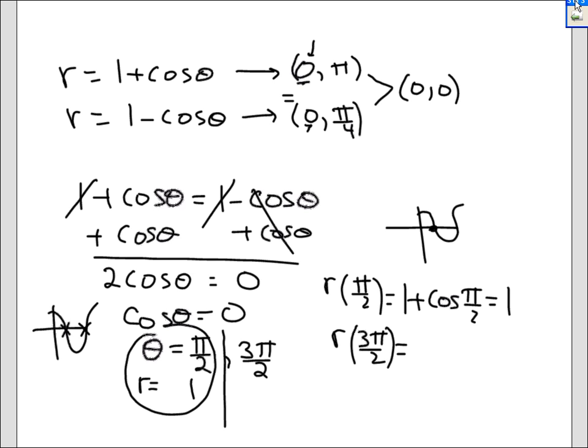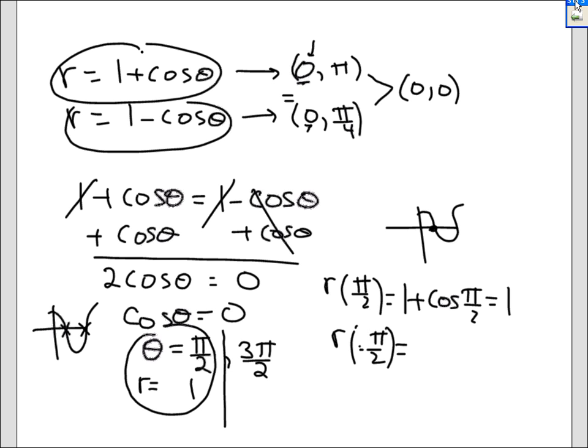Now it doesn't matter which curve you look at, the top one or the bottom one, because at pi over 2 they're supposed to be equal. I mean, we can check the other one. This is 1 minus the cosine of pi over 2. But cosine of pi over 2 is 0, and 1 minus 0 is 1. So when theta is pi over 2, both r's are 1. So it does work like a charm.